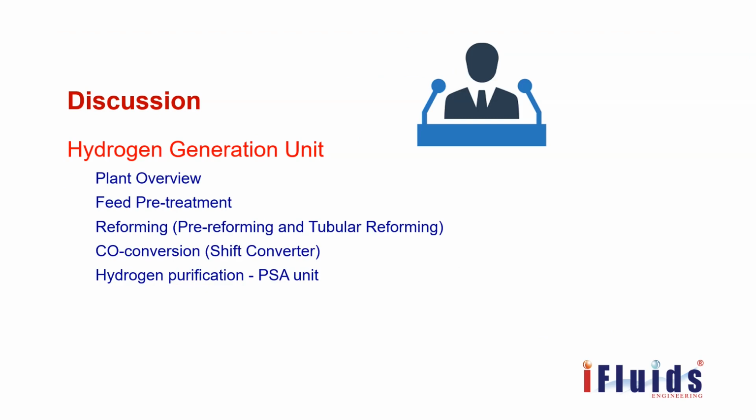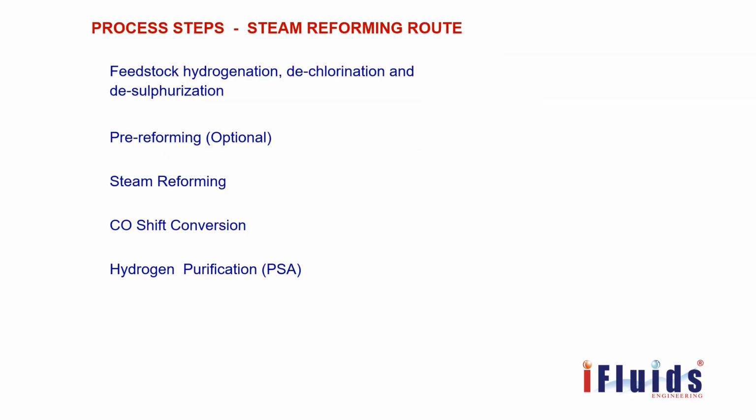Today we will discuss the hydrogen generation unit, in which we will cover the plant overview, feed pretreatment, reforming, that is pre-reforming and tubular reforming, CO conversion in the shift converter, and hydrogen purification in the PSA unit.